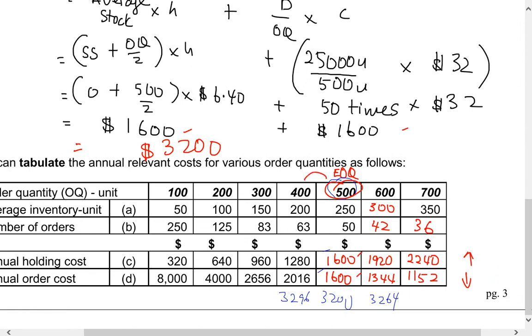If I order 400, holding cost and ordering cost is 3296. If I order 600, 3264. Now, if the question asks, EOQ is 3232. If the company decides to order 600 units, what is the saving or what is the additional cost?